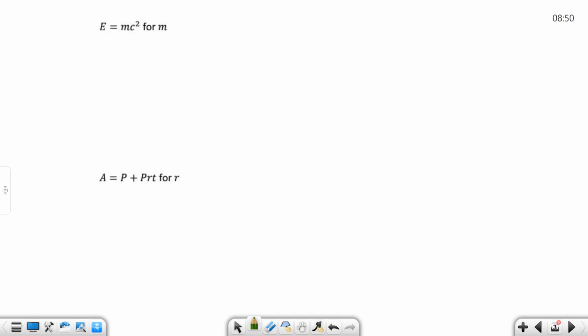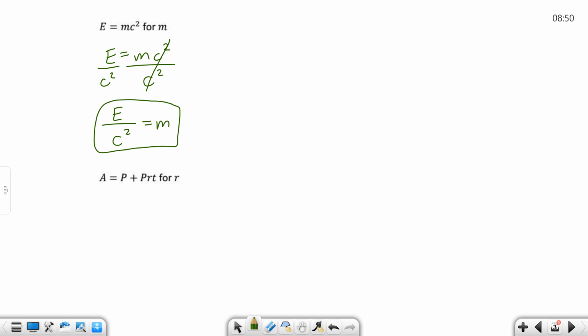So E equals MC squared. Solve for M. Well, E equals MC squared. I want to get M by itself, so divide by C squared. So those divide out, and I get E over C squared equals M. And there it is. E over C squared equals M.